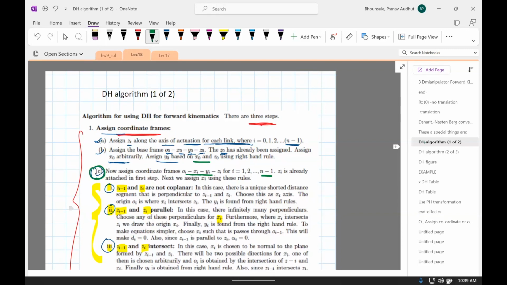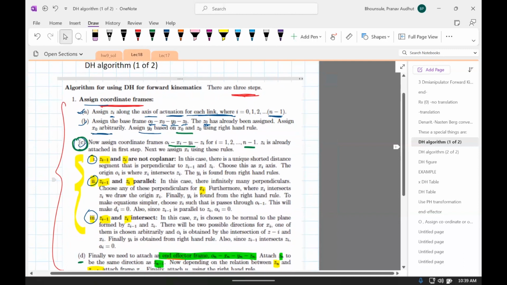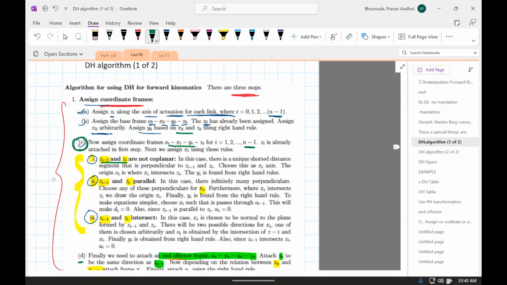Now we go to step 3. This one is iteratively computing x1, y1, x2, y2, and so on. So we need to figure out a relation between zi minus 1 and zi, and use this relation to figure out which case it lies in, and then we'll follow the rules for that. So the first case is when zi minus 1 and zi are not coplanar. You will see that none of the problems we talk about are actually going to fit in this category. You'll usually be this or this. So by far you can just skip the first case. Z axes are parallel or axes intersect.